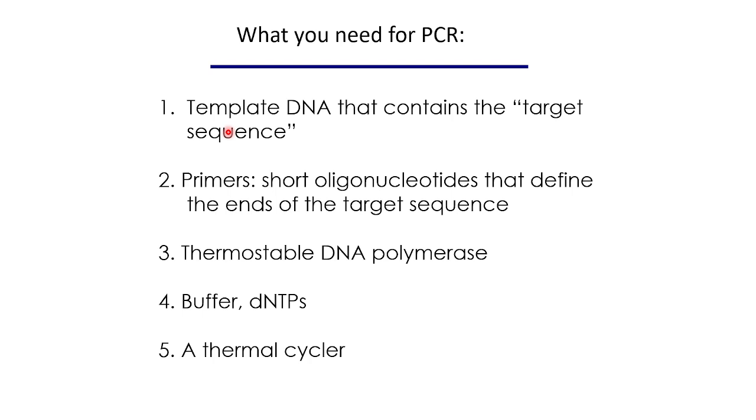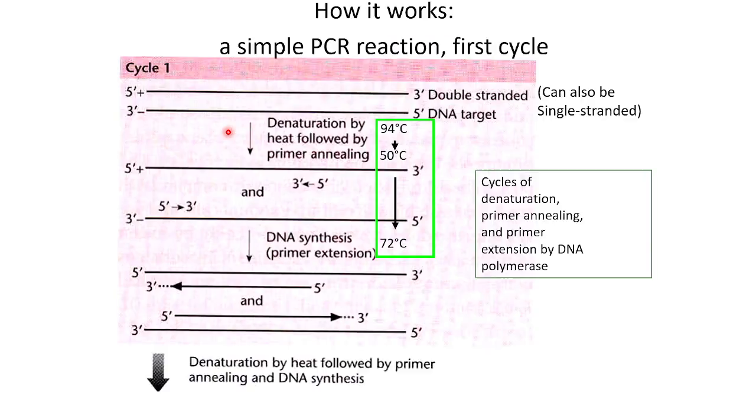So these are the different things which we require. One is your template DNA containing a specific sequence. The next are the two primers, which will define the starting and the end point, as to which part you want to anneal. Then your thermostable DNA polymerase, different buffers, and your dNTPs, and finally a thermal cycler.